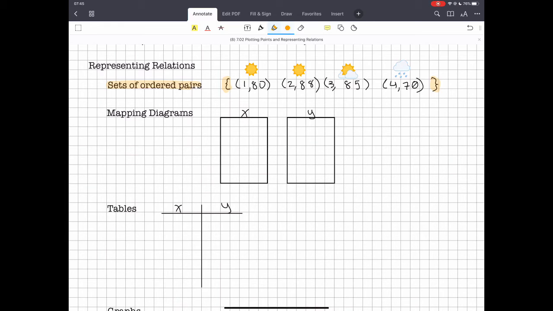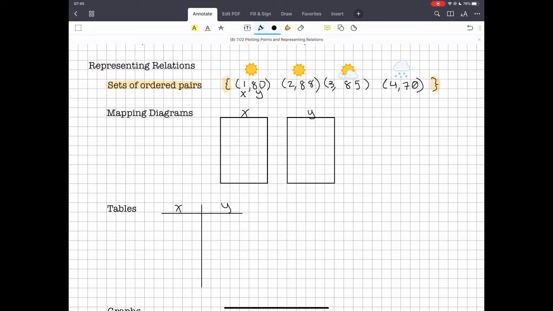So I've put some symbols up above each ordered pair. And obviously then these represent weather. So what this could represent is that my x value could be the time. So hour 1, the temperature is 80 degrees. So my y value represents the temperature.